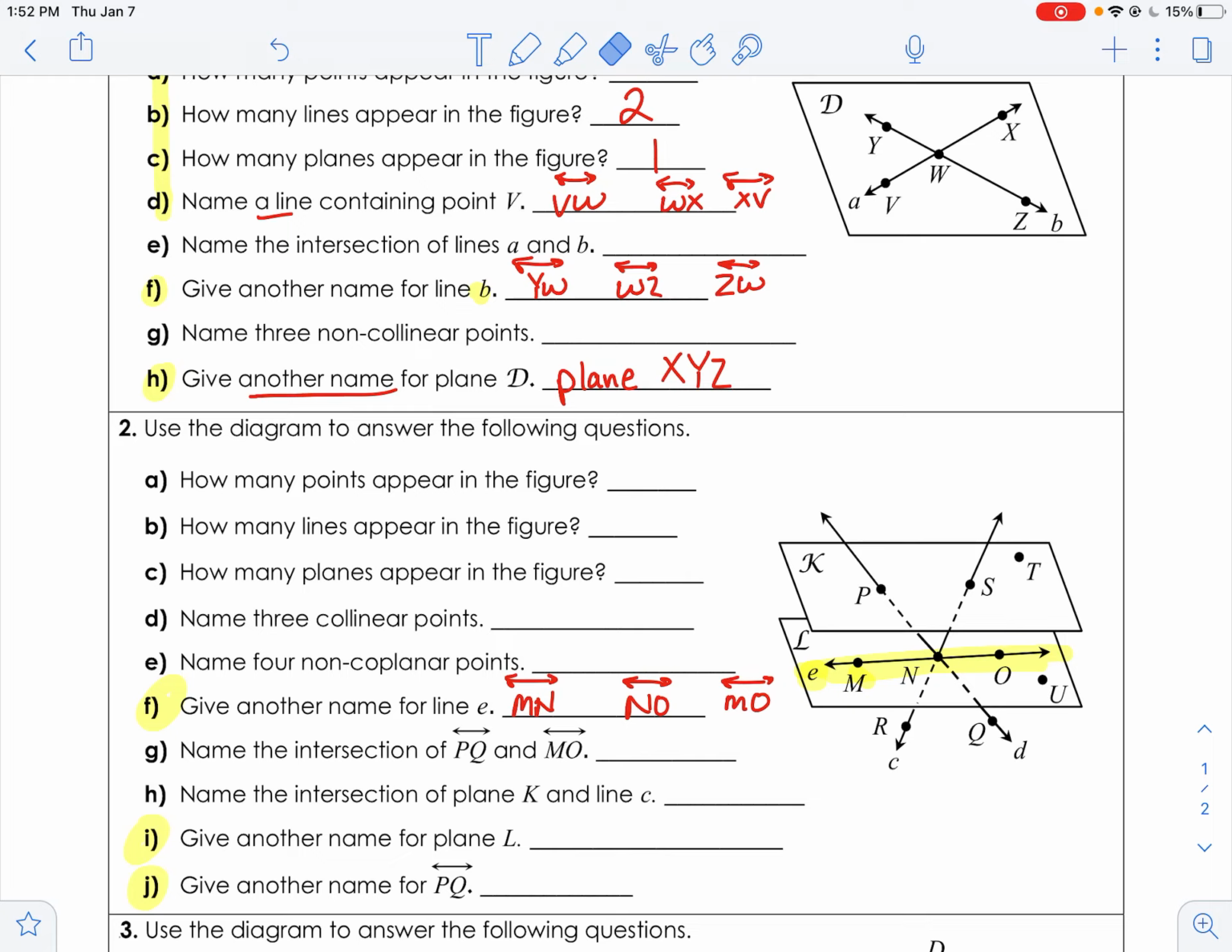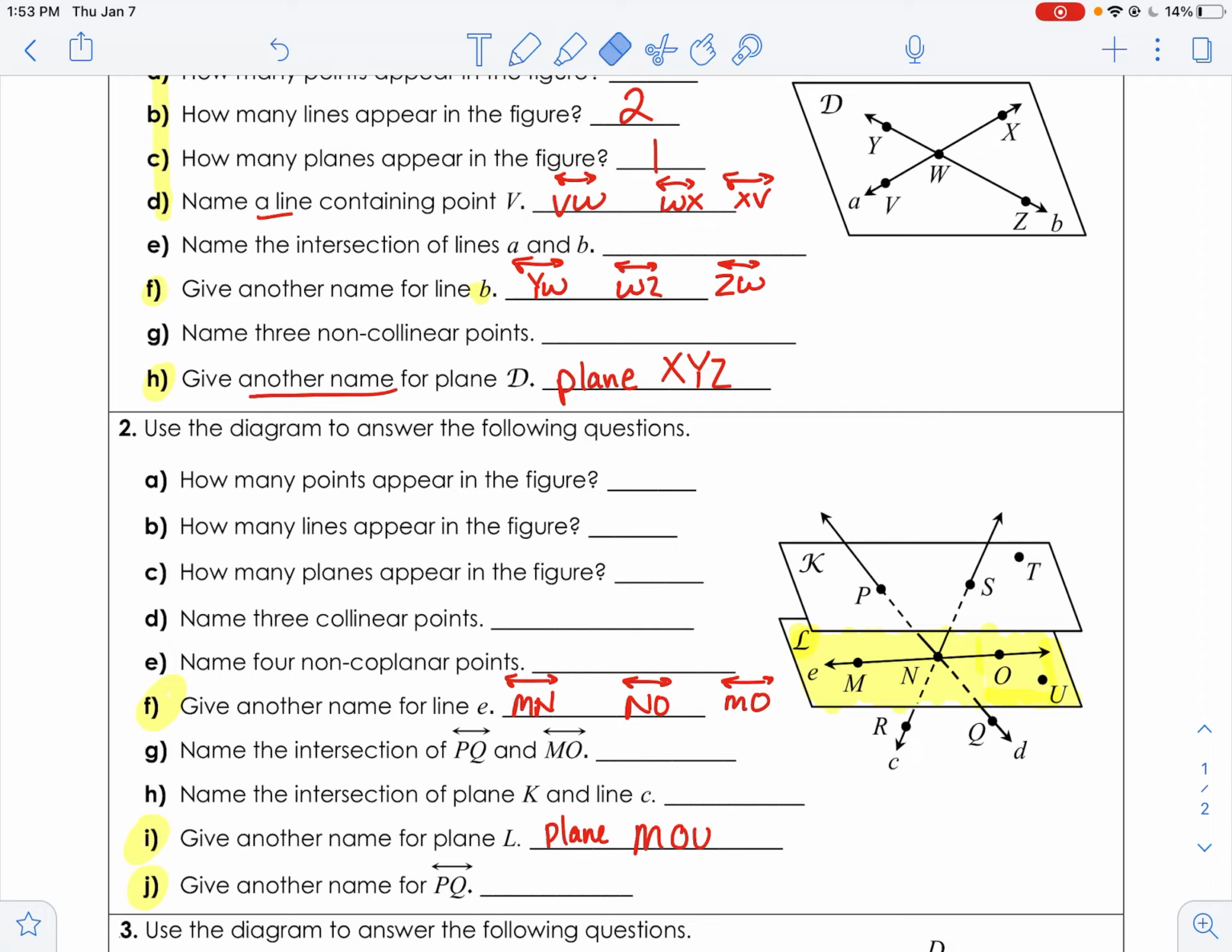Give another name for plane L. Well, where's L? Where's that fancy cursive L? Right there, which means that this has got to be plane L. So I need 3 non-collinear points, 3 points that are not in a straight line. So let's see, plane, and I can pick from M, N, O. It looks like U is also on that plane. So I'm going to pick M, O, and U. And of course you could switch the order, that's not a big deal.